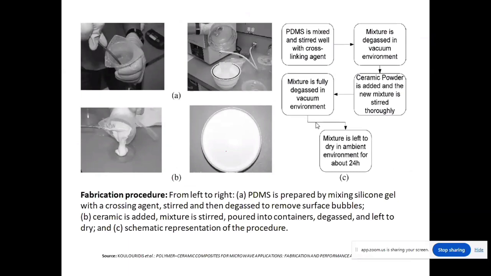PDMS is mixed with the curing agent. Then degas using a vacuum environment. PDMS is to be processed first. Then we need to add the ceramic powder with the suitable ratio, and then we need to mix. The mixture is fully degassed in a vacuum environment, and the mixture is left to dry in an ambient environment for about 24 hours. In this way, we can go for making polymer ceramic composite. That is also possible.